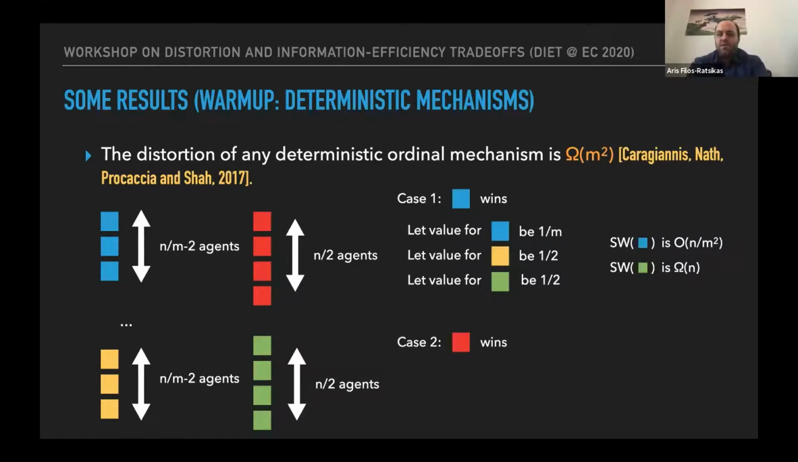The second case is when the red alternative wins, or some other alternative which is not in the first position. This is much easier, because we can select the numbers appropriately for this alternative to receive 0 value from the agents. And then, because we can actually achieve positive welfare, we have an unbounded ratio.